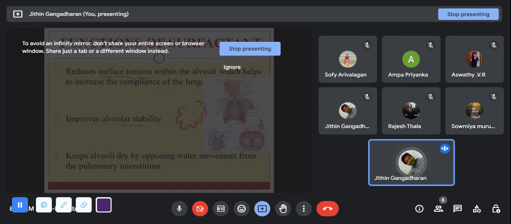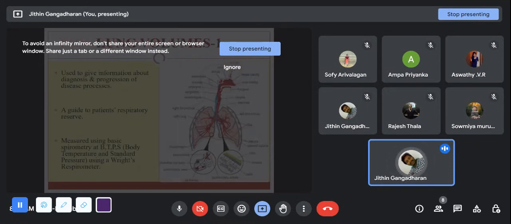It improves alveolar stability, and it keeps the alveoli dry by opposing the water movement. Just understand that it keeps the alveoli dry, it maintains alveolar stability, and it reduces the surface tension. So those are the functions of surfactant.